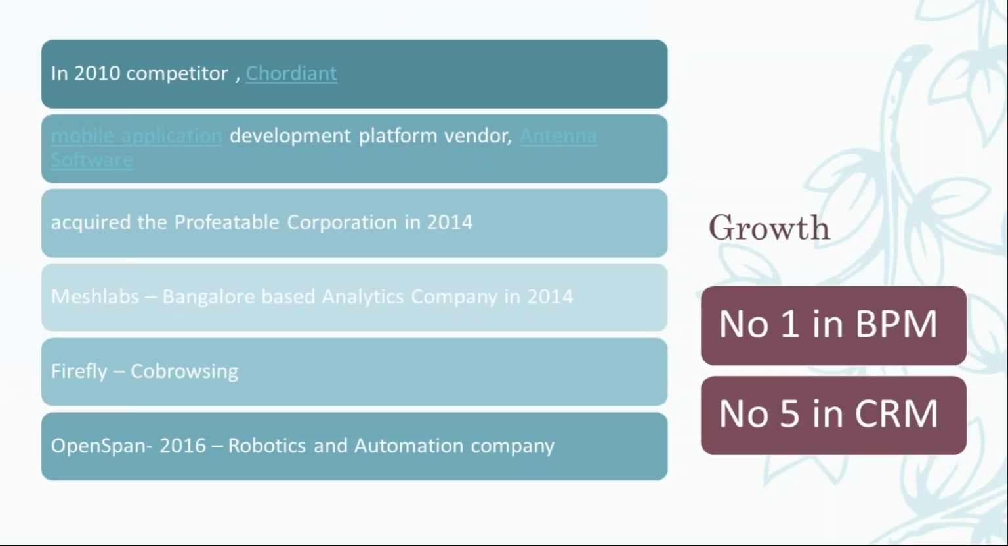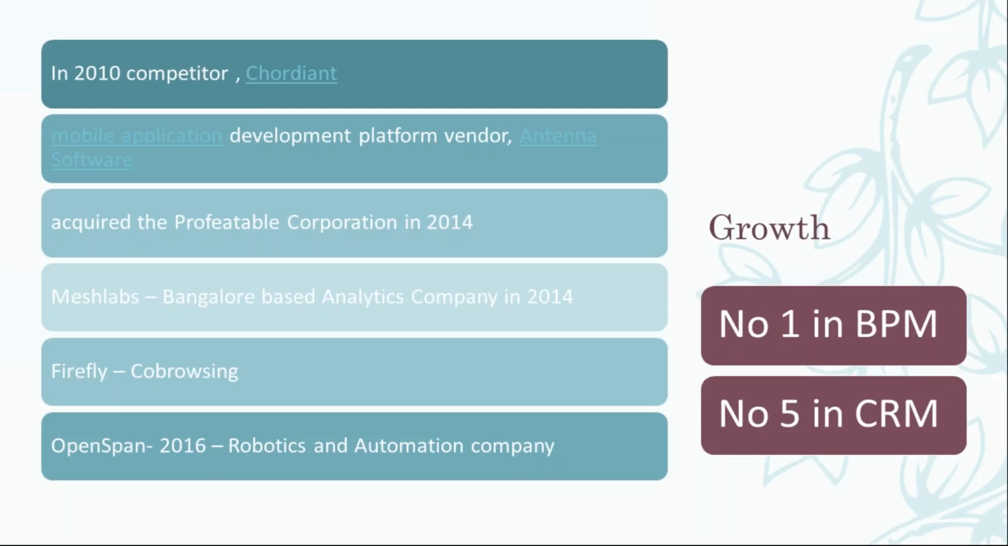So if you can see, Pega has been growing not only on their own product. They have acquired many more companies. There is Chordiant, one competitor, which they acquired in 2010. After that, they acquired Antenna Software for mobile compatibility. They acquired Profitable Corporation, a US-based company. MashLab is for analytics. They acquired it in 2014.